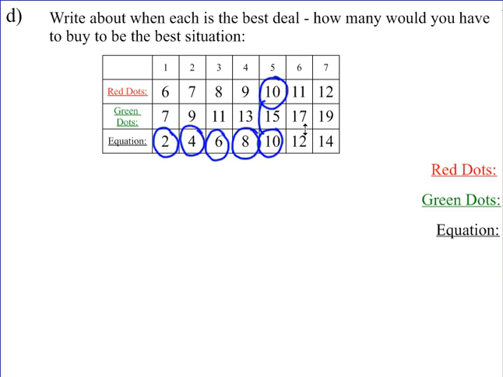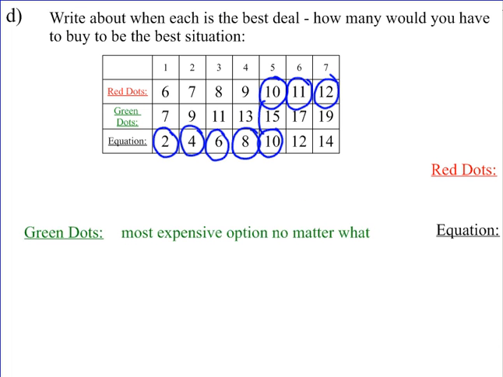Now at 6 headphones, red dot seems to have a better buy at 11. And at 7 headphones, again, red dot's better at 12. So let's write down about each company when it's good to buy from them. Let's start with the green dot company. And we kind of said this from the beginning. They're just the most expensive option no matter what. So we're probably not buying anything from them.